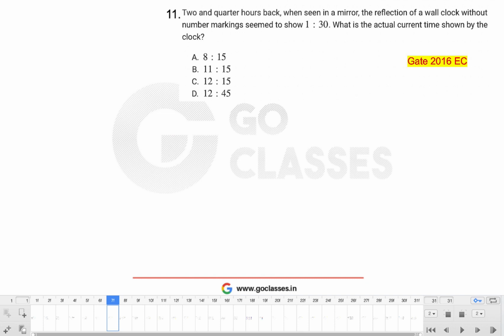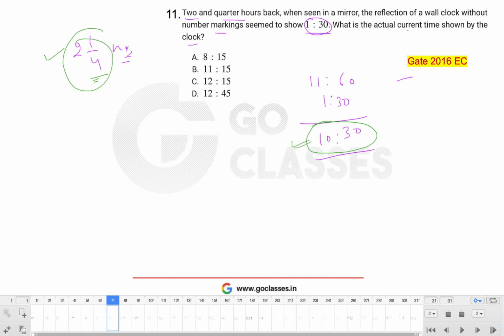Now the 2016 question. 2.25 hours back. When seen in a mirror, the reflection of a wall clock without number marking seems to show 1:30. In the reflection, the time is 1:30. What is the actual current time shown by the clock? So first of all, subtract it from 11:60. It will be 10:30. But this 10:30 was 2.25 hours back. So what is the current time? You have to add this time to this time. So what will be the current time? 12:45. This is your answer. Very easy question. You just need to remember this thing.